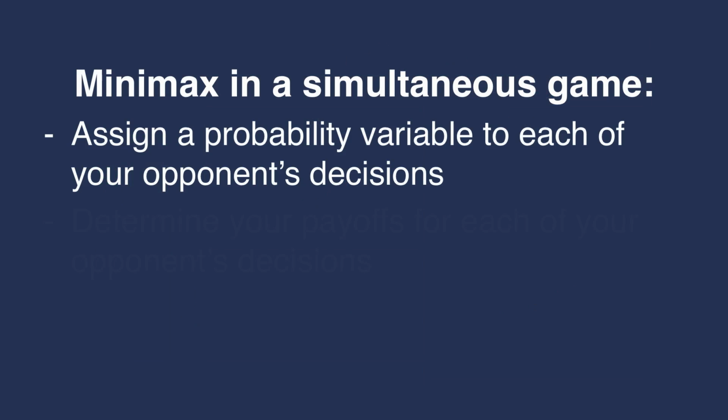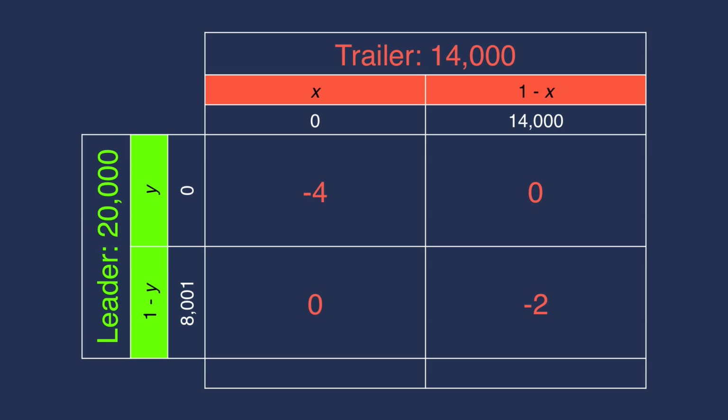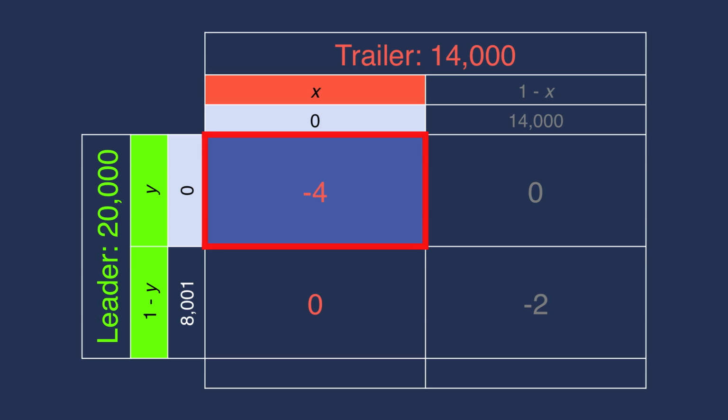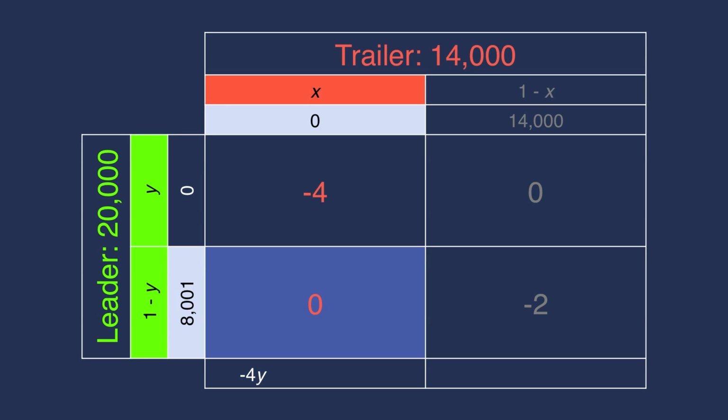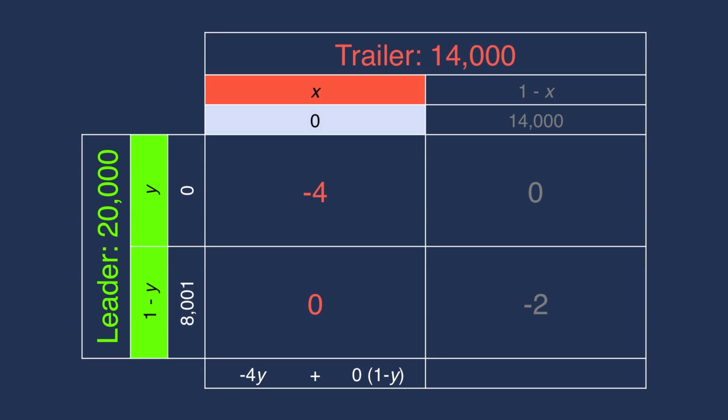Step 2. Determine your payoffs for each of your opponent's decisions. Let's look at it from the trailer's perspective to see how he should wager. We start with when the trailer goes small, 0. If the leader wagers 0, the trailer's payoff will be -4. We multiply that by the probability the leader wagers 0, y. If the leader instead wagers large, the trailer's expected payoff will be 0. We multiply that by the probability of the leader's large wager, 1 minus y. When the trailer wagers 0, therefore, he expects his payoff to be -4y plus 0 times the quantity 1 minus y.